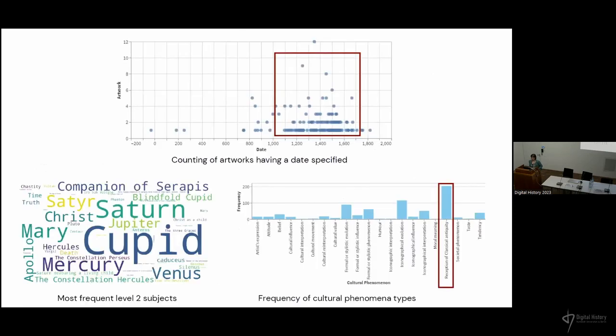And since we are looking at art history through the lenses of Panofsky, of course, the dataset reflects his major point of interest, that's the reception of classical antiquity. So you can see from the first graph at the top that the major part of the artworks are from the Middle Ages and the Renaissance, late Renaissance.